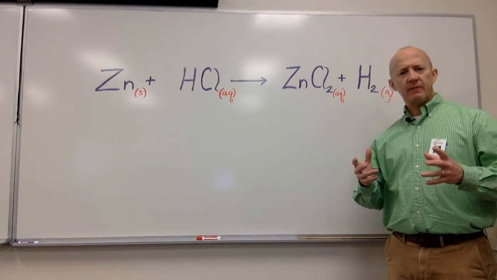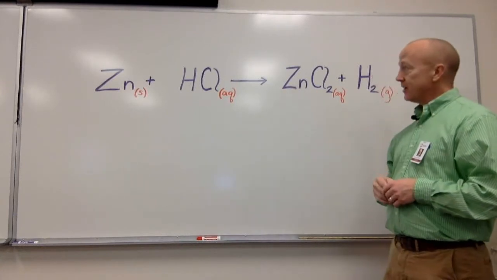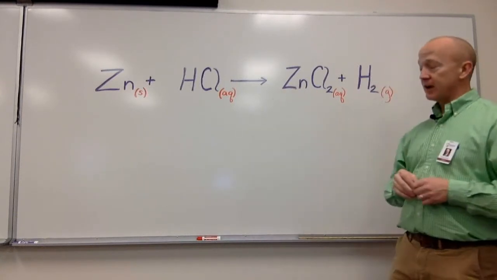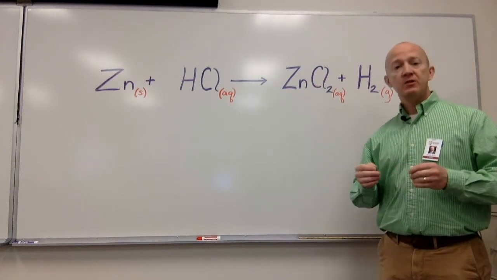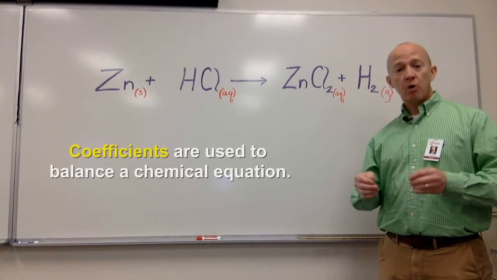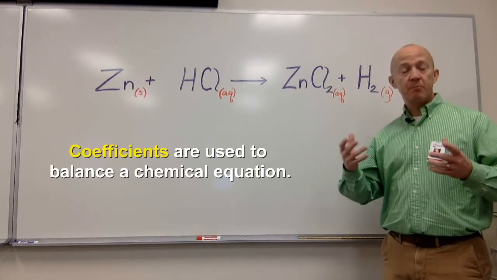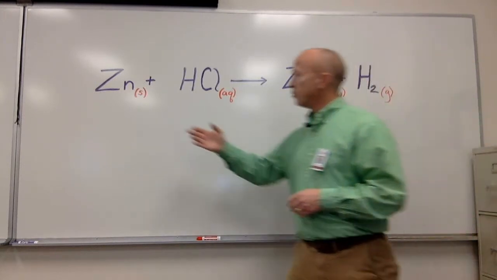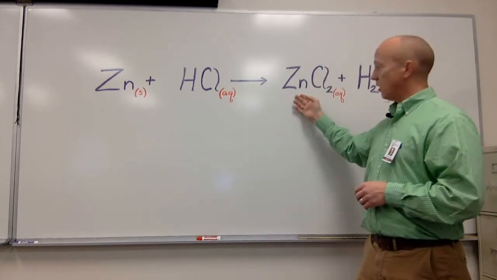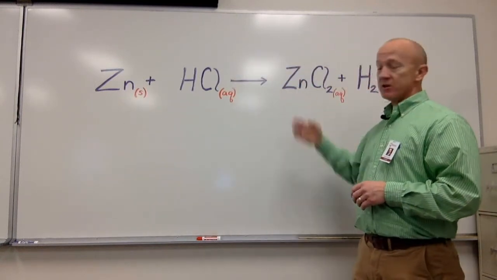So how do we do that? It simply means we need to have the same amount of zinc on both sides, the same amount of hydrogen on both sides, and the same amount of chlorine on both sides. The way that we do that is through the use of coefficients, numbers that can be placed in front of a substance to help balance the equation. Let me show you what I mean. In this equation, we see that we have the same amount of zinc on both sides. We have one zinc over here and one zinc here.